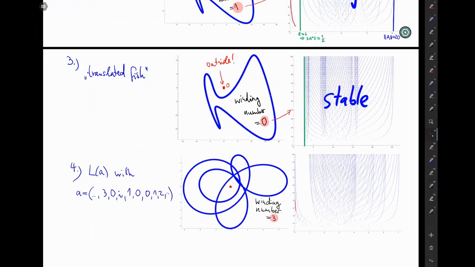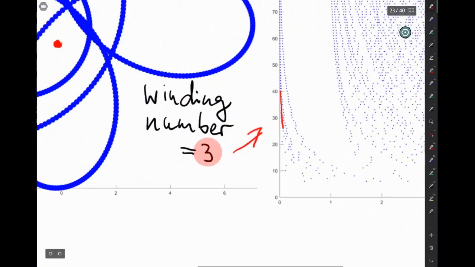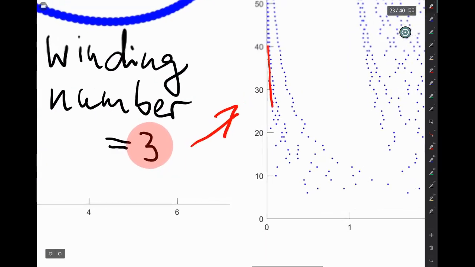So here's what we saw in this fourth example. By the way, here is the sequence of Fourier coefficients. And that's the image of the function a, an upside down hat. It's surrounding the origin 3 times, so you've got a winding number of 3, and that should lead to 3 chains of singular values running into 0.